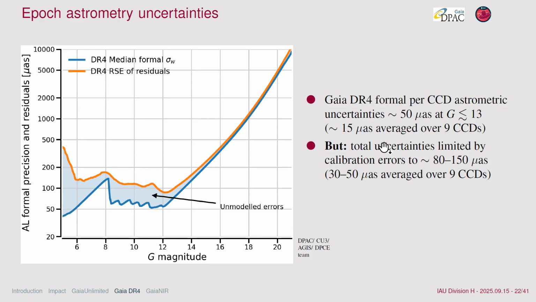So that means that the total uncertainties on the epoch astrometry are limited by the calibration errors to about 80 to 150 microarcseconds. And if you average over the focal plane, you get about 30 to 50 microarcseconds precision on individual measurements of stars. And this, of course, is the important number when you're interested in things like exoplanets.